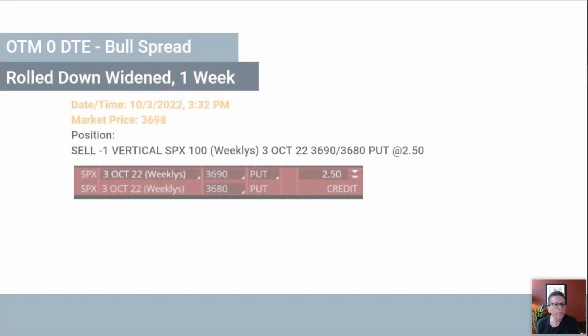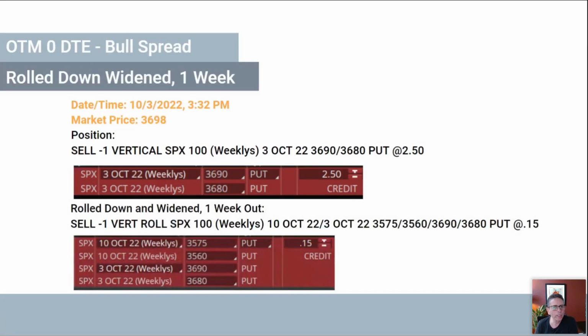Widen 1 week, and this one here, 36.90 down to 35.75. This one is 36.98. Okay, same thing, and you get a 15-cent credit for this one. Okay, widened out 1 week.